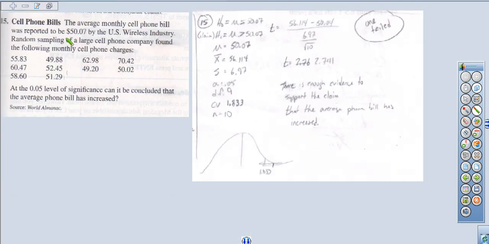All right, and one last time, number 15. We come across a cell phone average bill of $50, and we collected some data and found out that the new average of this sample was 56. At the significance level, we wanted to see if we could conclude that the average phone bill has increased. Here's our happy spot. If we're inside this happy spot, then we would not reject the null. We would say there's not evidence to support this claim, our claim being that the bill has gone up.